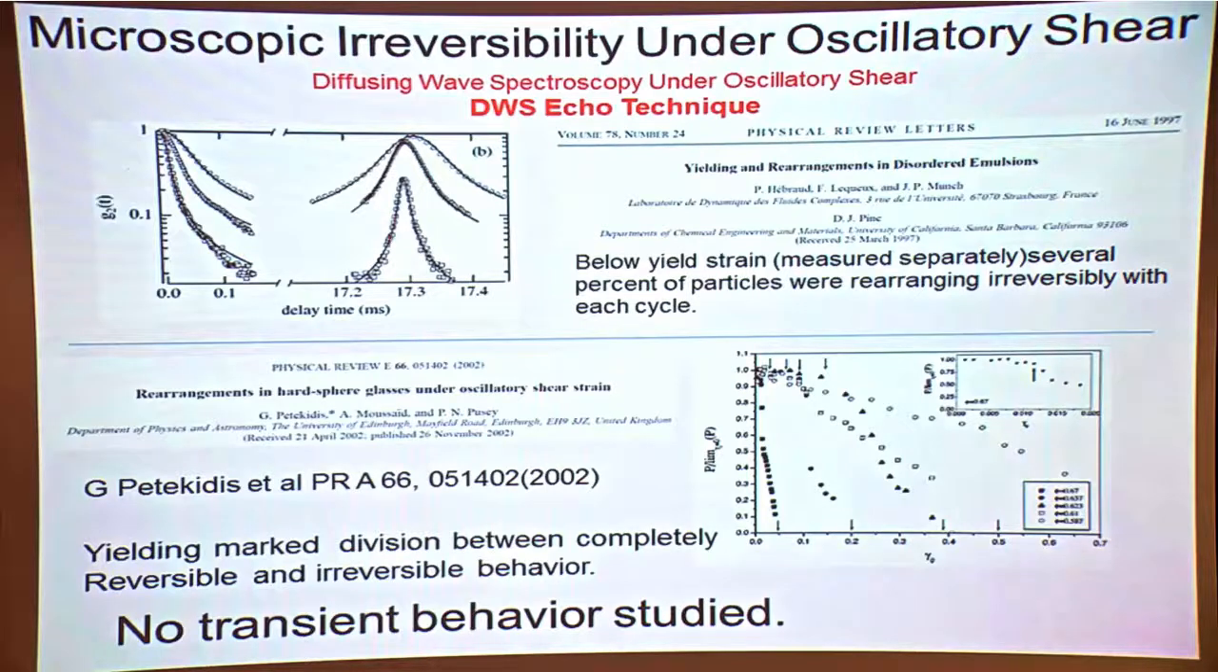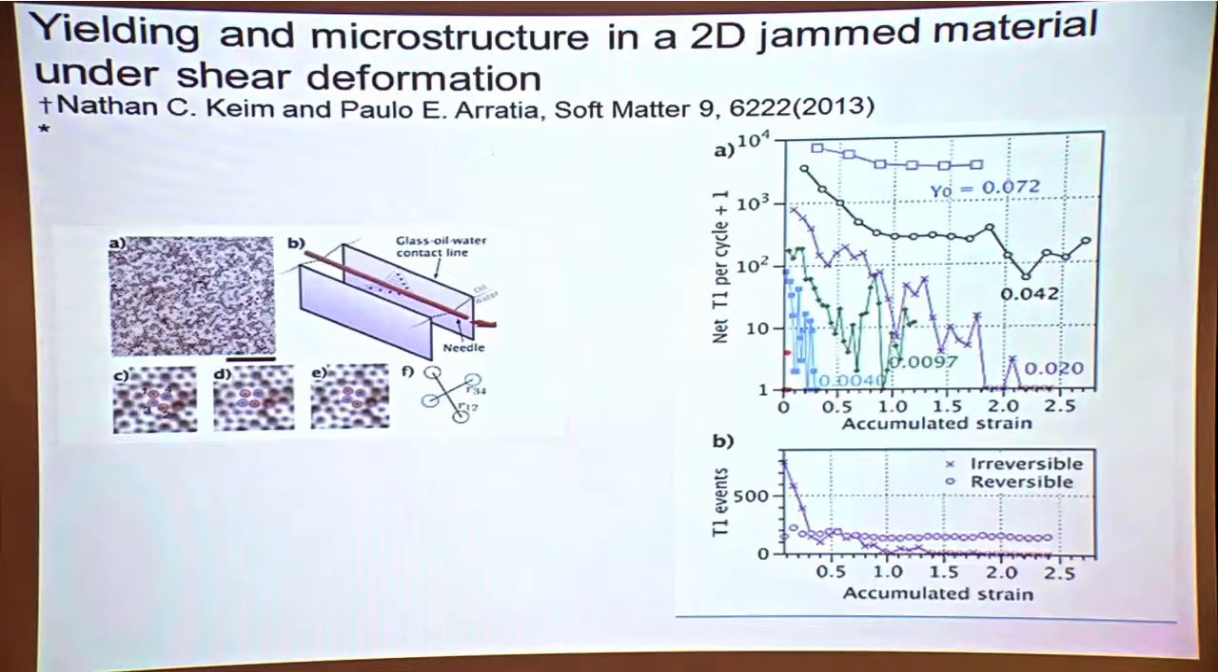And in these experiments they have not looked at the transient behavior as you go towards gamma Y, let's call it, and this is where the direct imaging could be very useful. Now, the direct imaging experiments have been done. This is probably the first of its type on this 2D jammed material on air-water interface.